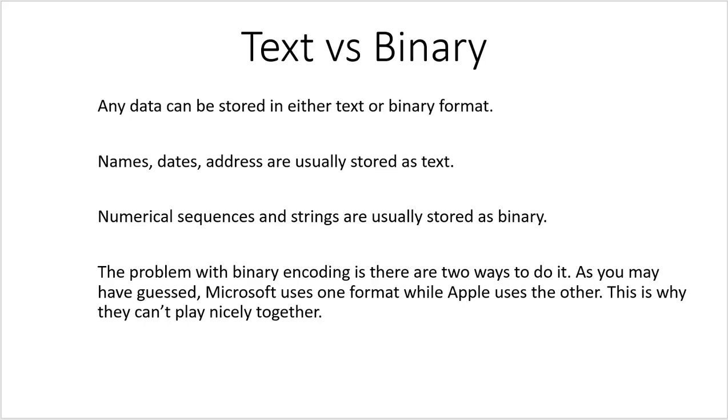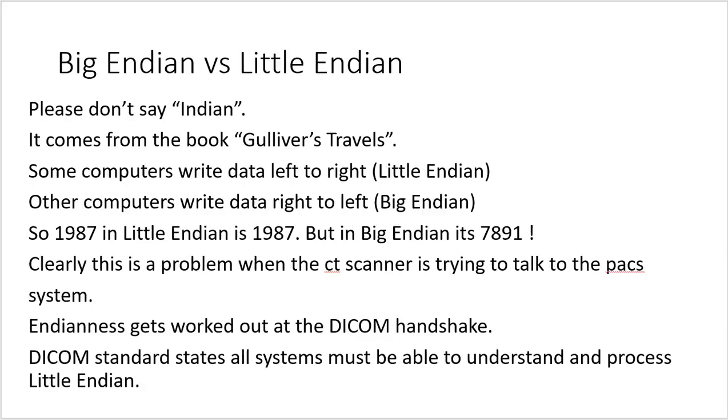Now, the problem with binary encoding is that there's two ways to do it. As you may have guessed over your lifetime, Microsoft uses one format for binary encoding and Apple uses the other. And this is why Apple and Microsoft don't play nicely together. Those are called Big Endian versus Little Endian. Please don't say Indian. And the word Endian comes from the book Gulliver's Travels. If you've read that book or you want to go read it, it's a great book and you can learn all about the Endians.